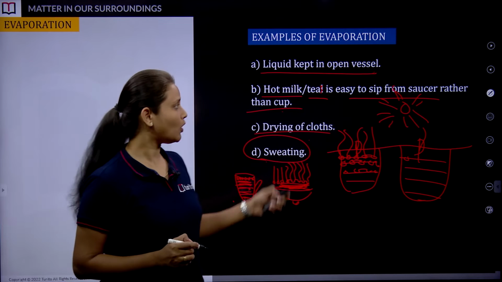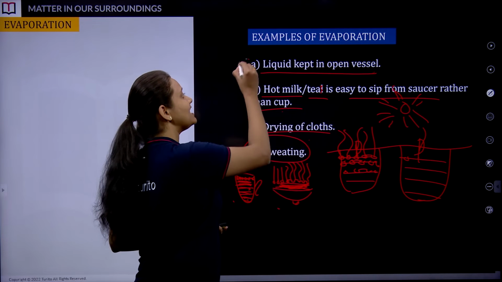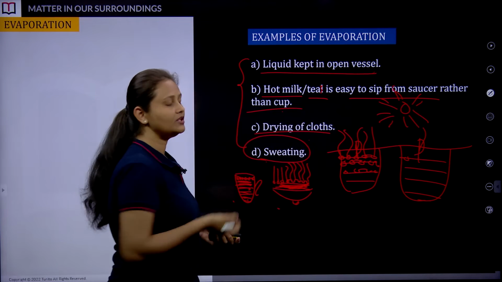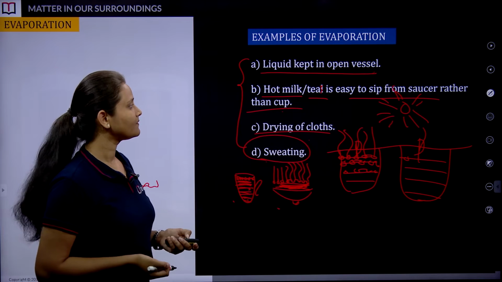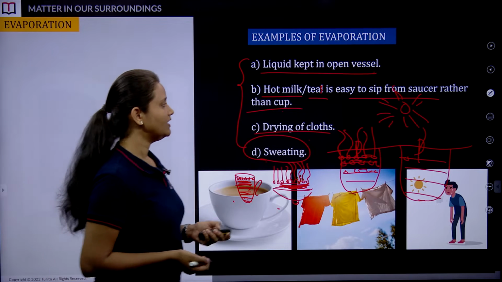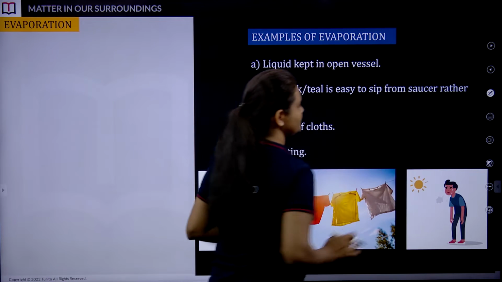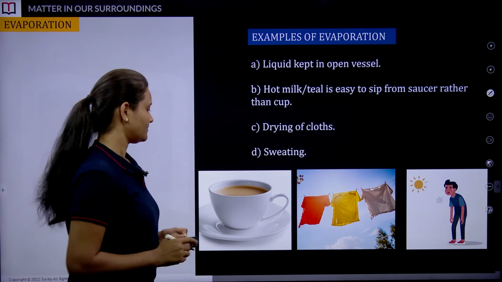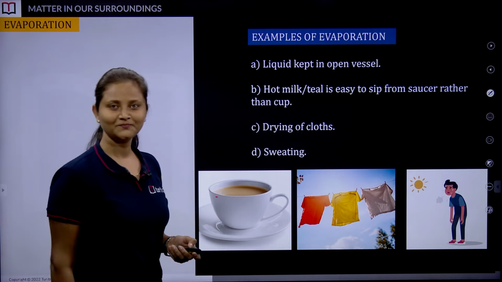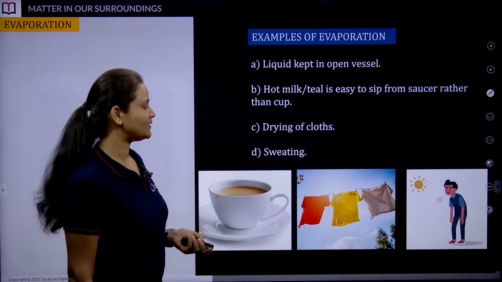Sweating, it is also one of the examples of what? Evaporation. Okay, which we observe in daily life, the same mechanism is being observed in all of these examples. All right. Yeah, these are some images. This is tea. Okay, clothes and sweating.